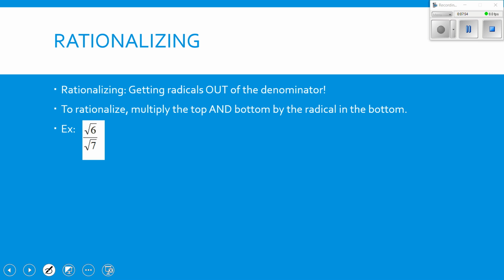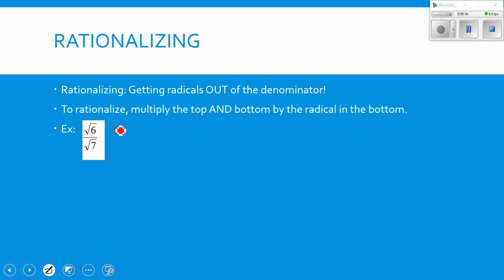Lastly, I have what's called rationalizing. So rationalizing means I have something in the denominator that I don't want in there. In this case, I want to get a radical out of the denominator. In order to rationalize, I need to multiply both the numerator and the denominator by the number in the denominator. So I'm going to look at the top and the bottom, and I'm going to multiply both of them by the radical in the bottom.